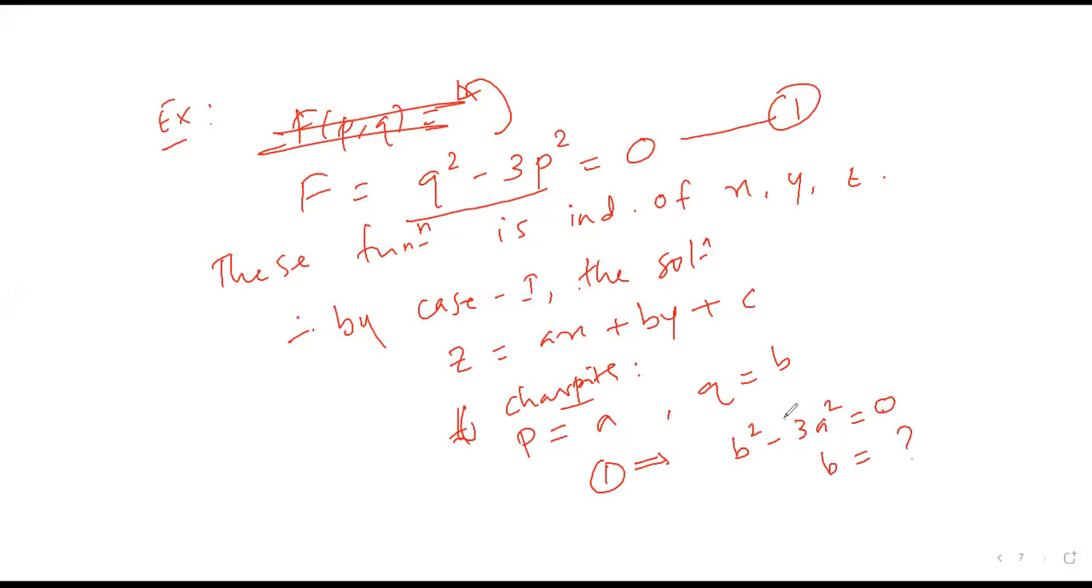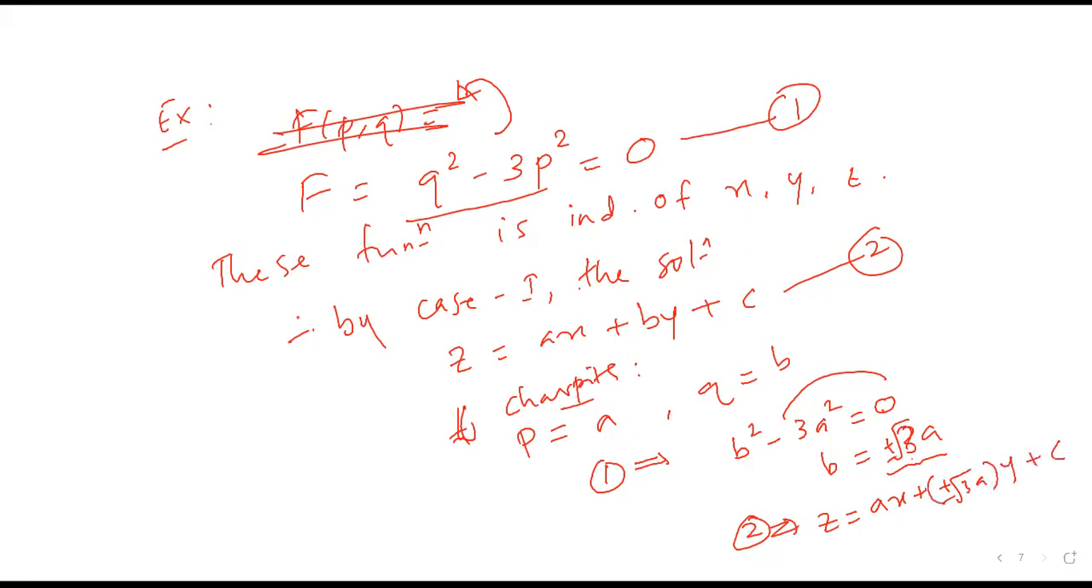B will be, we can take this side, so 3A squared, so the square root, then the square root of 3A, isn't it? So plus or minus. Okay. Therefore, just substitute. So this is our equation. From equation number 2, the solution will be, z is equal to A x plus, for the B in terms of A, I have square root of 3A y plus C. This is my final answer.